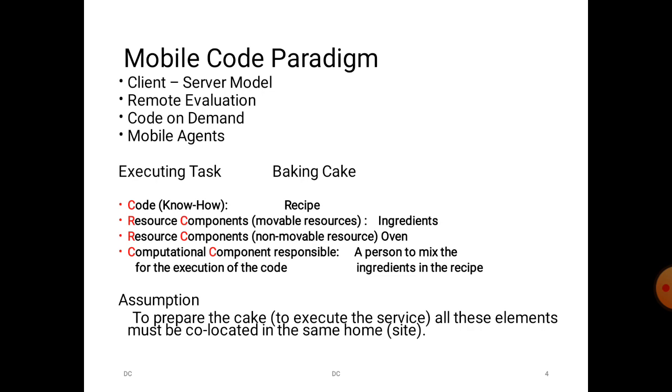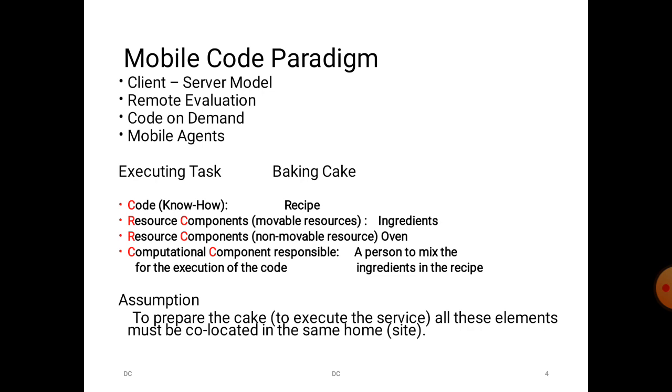So that is the main person, a person. We need a person to bake a cake. Without a person taking an initiative, we cannot bake a cake on our own. So there we need a person to mix the ingredients as per the recipe to get the cake. So that is the computational component.